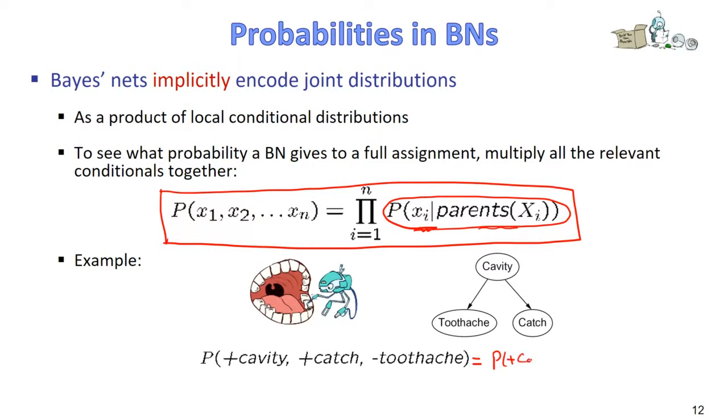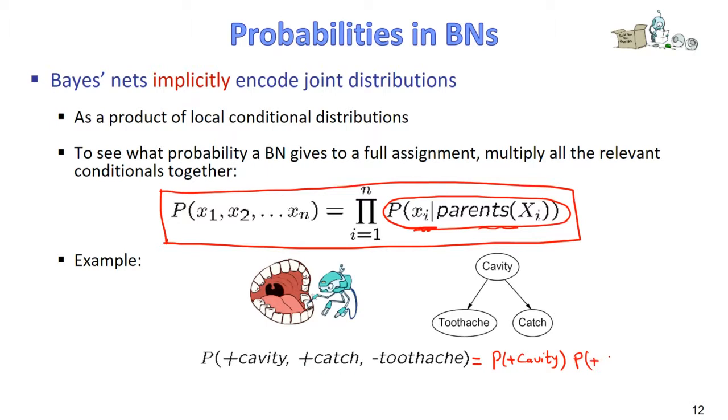So P of plus cavity times P of, so let's go through every variable, right? So that's what this multiplication tells us. Go through every variable, and we get the conditional probability of the variable given its parents in this case. So this is the probability of plus cavity, probability of toothache. We have minus toothache here. Let's go with the catch first. The order doesn't matter, of course, but let's go with that order.